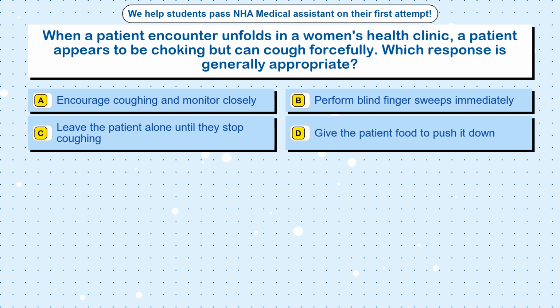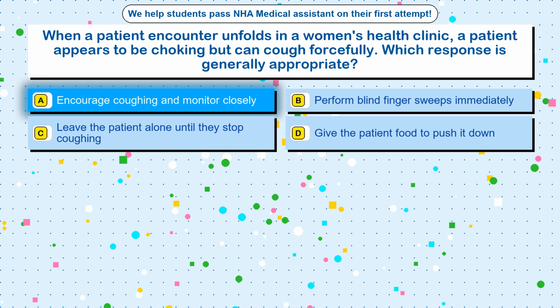Question 40. When a patient encounter unfolds in a women's health clinic, a patient appears to be choking but can cough forcefully. Which response is generally appropriate? Option A. Encourage coughing and monitor closely. Option B. Perform blind finger sweeps immediately. Option C. Leave the patient alone until they stop coughing. Option D. Give the patient food to push it down. The correct answer is option A.